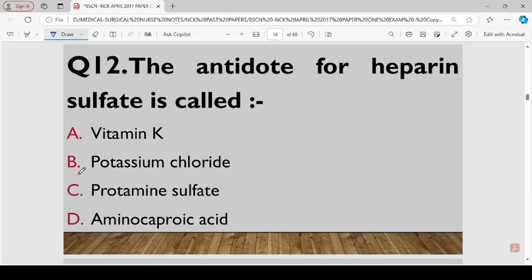The antidote for heparin is called protamine sulfate, right?